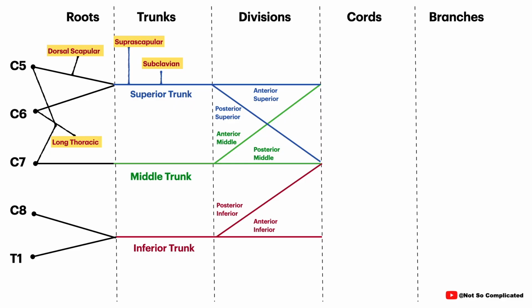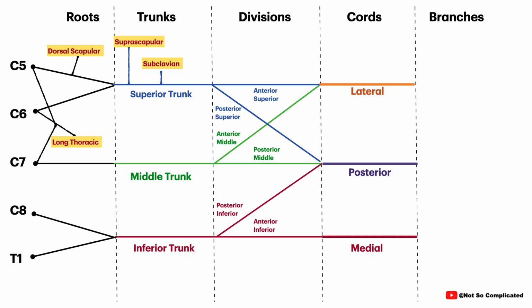So there will be the formation of cords. These cords are a little bit thicker than the trunks and divisions, and also branches. So the first forms the lateral cord, the second one forms the posterior cord, and the third one forms the medial cord. These different cords have different branches.